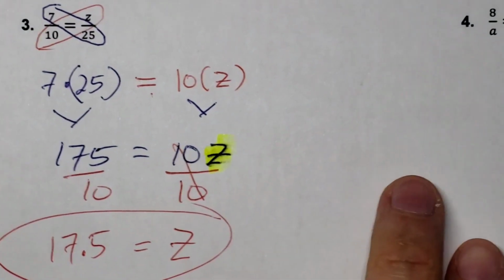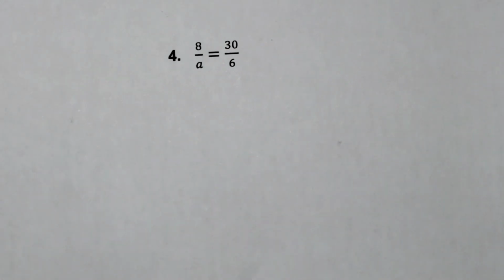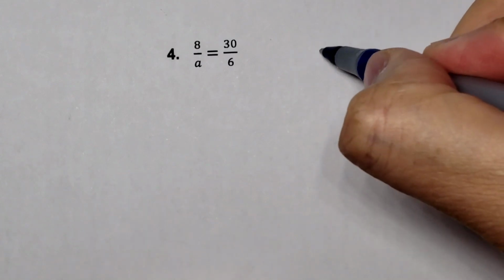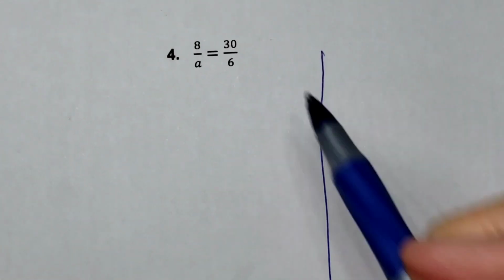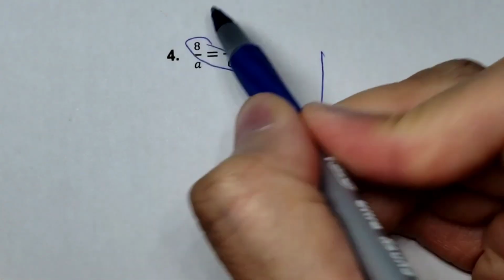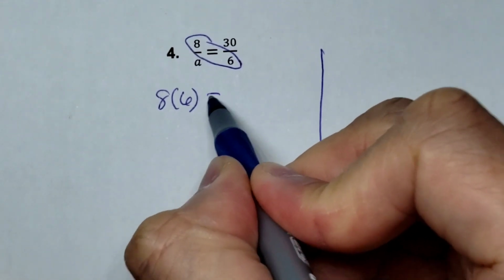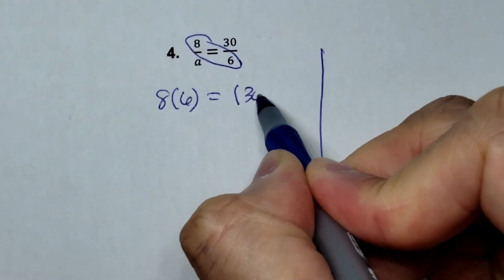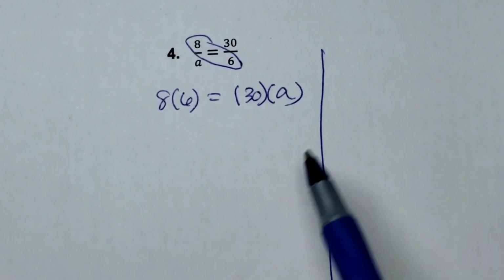Now, let's move on to number 4. You can pause the video and solve for this if you want to. For number 4, what we can do is use cross product. Now, there's another way to do this, really. There's 2 ways to do this. It's either we use cross products right away: 8 times 6 is equal to 30 times a.